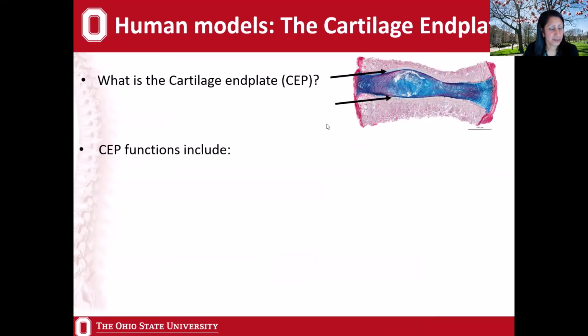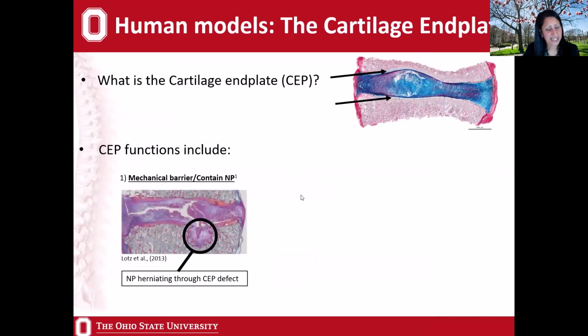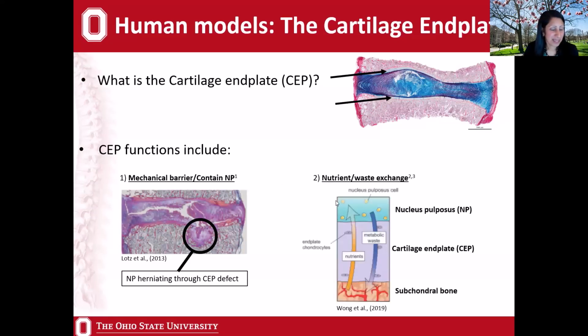So what does it do? Why is it important? It basically functions as a mechanical barrier to contain the NP. However, in degeneration, if that barrier is compromised, the NP will actually herniate out. So this can be a real problem. In addition to being this mechanical barrier, it's really important for nutrient waste exchange, right? So whether it's the transfer of nutrients from the subchondral bone to the nucleus pulposus, or vice versa, the metabolic waste out to the subchondral bone. So it has this major role.